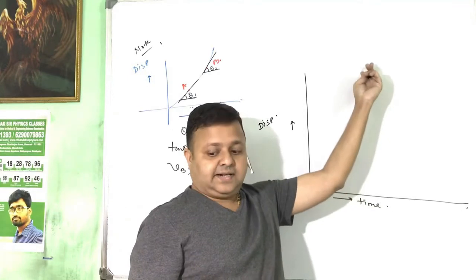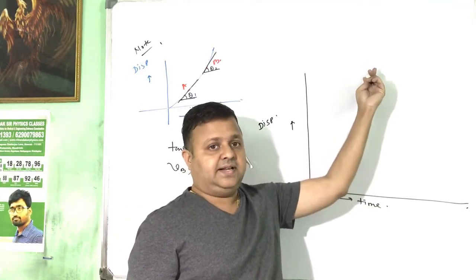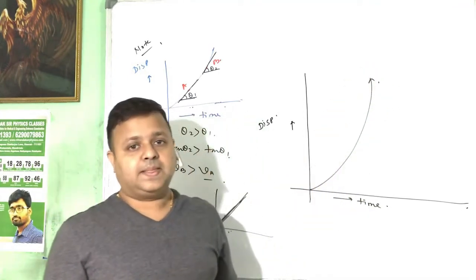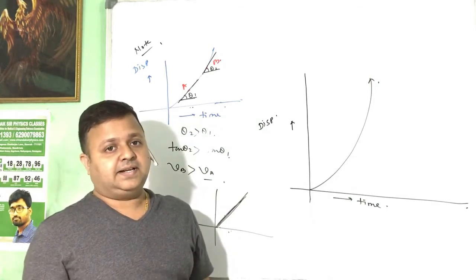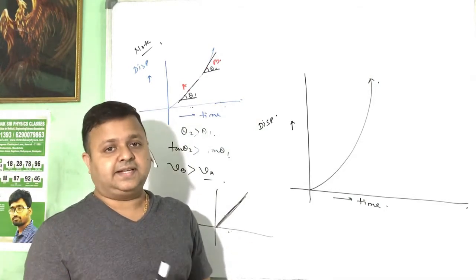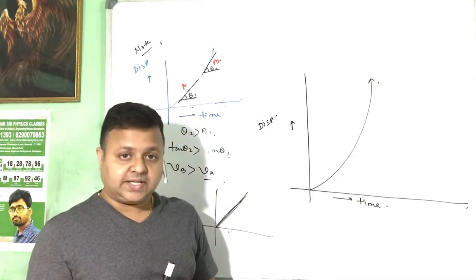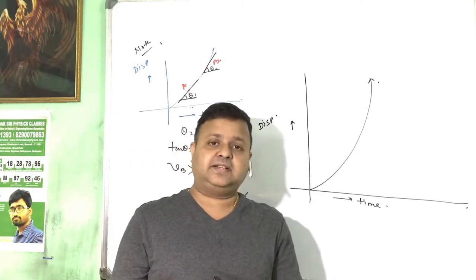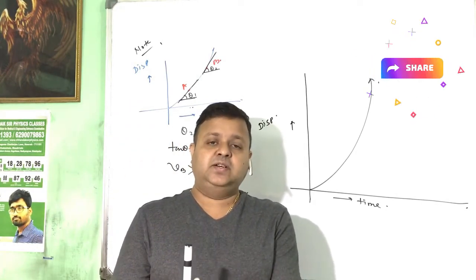The curve is continuously increasing, meaning it is continuously getting steeper. Getting steeper means the angle is increasing. That means the slope is increasing. That means the velocity is increasing. That means the body is moving with an acceleration.